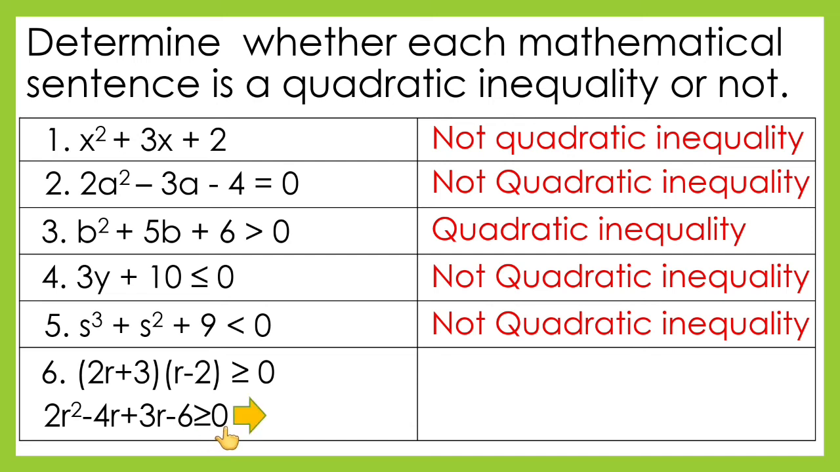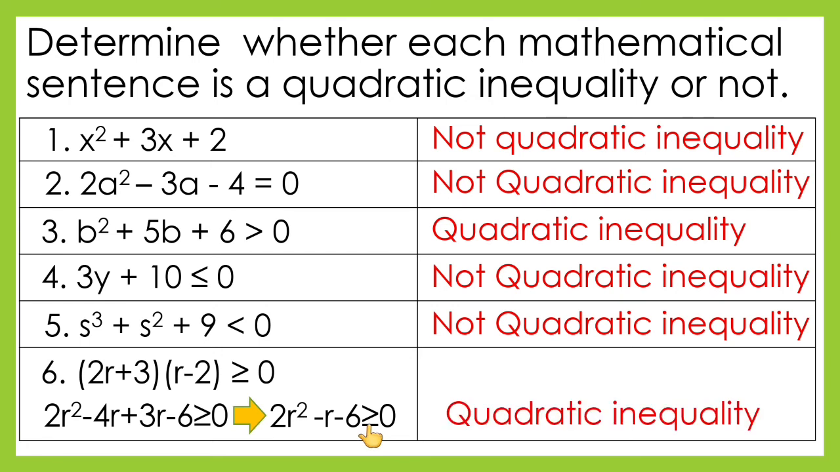And then, we simplify. We now have 2r squared. Negative 4r plus 3r is negative r. We copy negative 6 is greater than or equal to 0. As you can see, meron tayong degree of 2 and then the inequality symbol greater than or equal. So, this is a quadratic inequality.